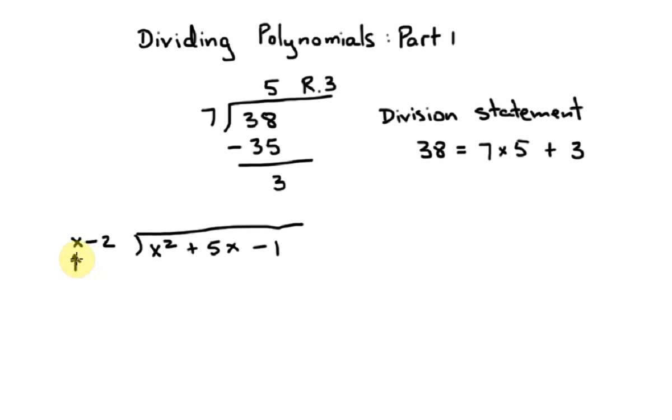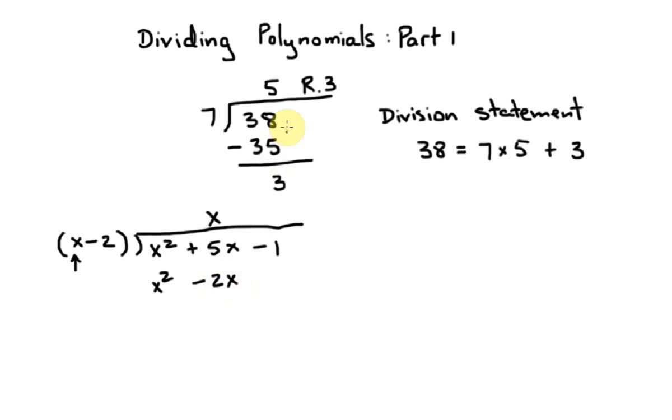So here's what we do. We just ask ourselves, x times what gives us x squared? And just like up here, we went 7 times what would give us 38. So here, x times x. Okay, and then I have to take x and multiply these two things by that x. I'm going to go x times x is x squared, and x times minus 2 is minus 2x.